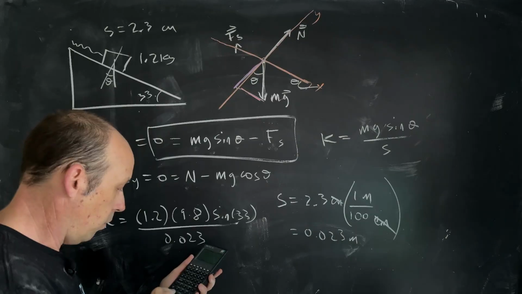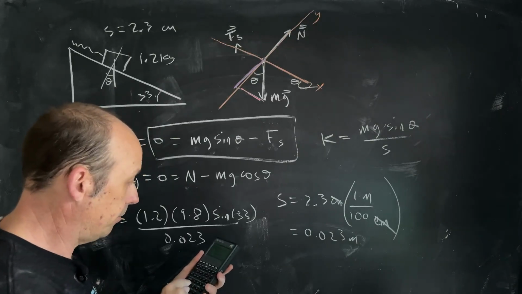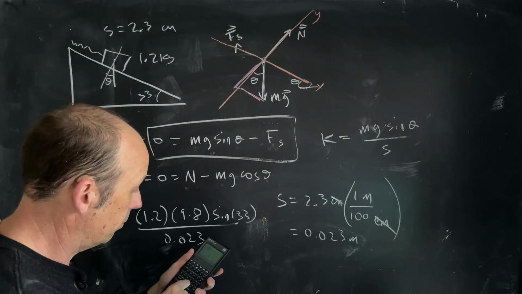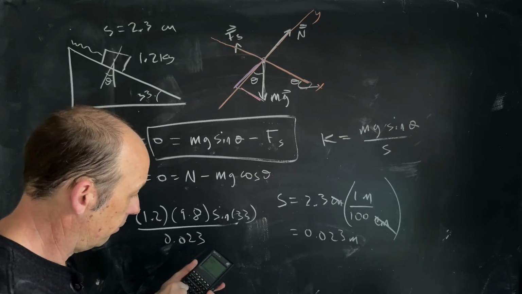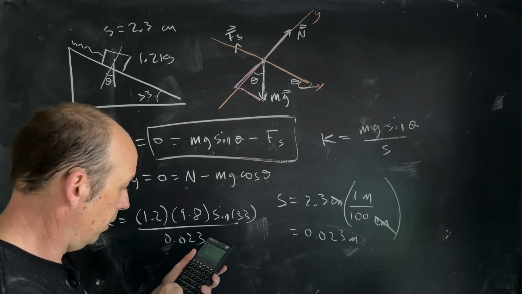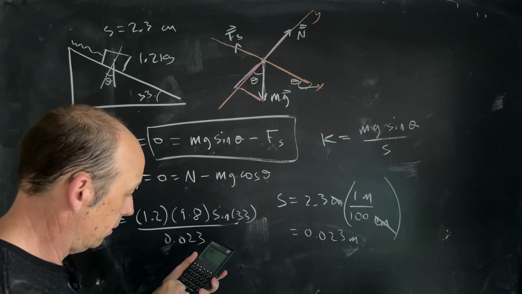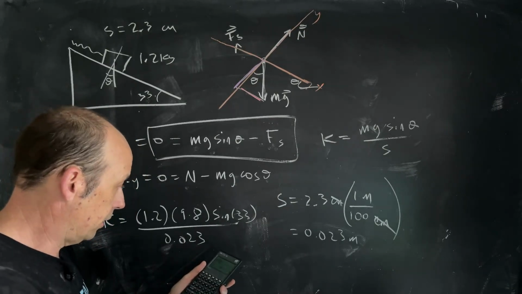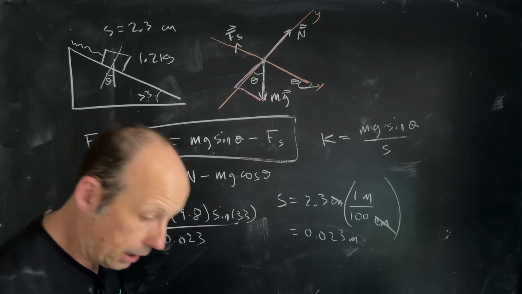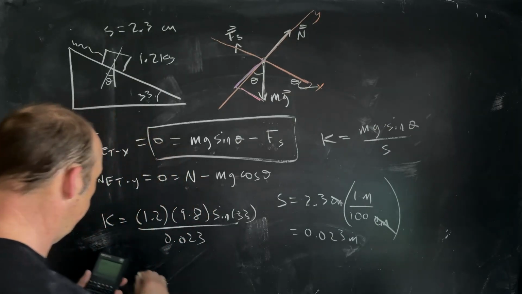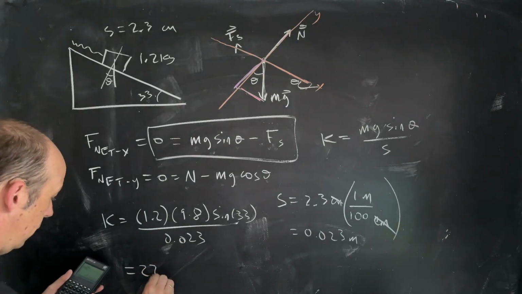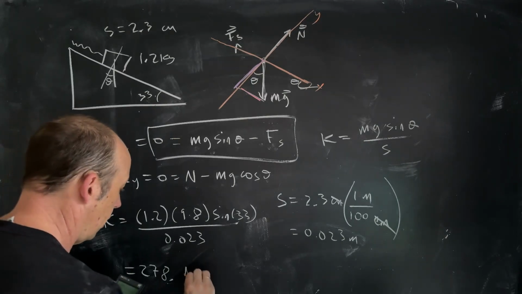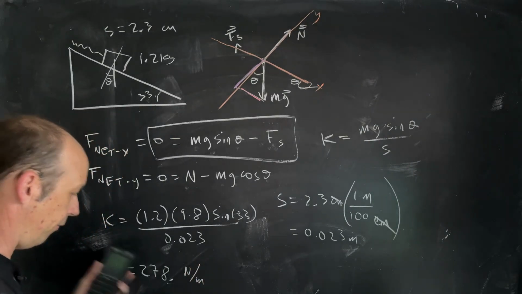So I'm going to do this, 1.2 times 9.8 times sine of 33. Make sure your calculator is in degrees mode. And I think mine is. I'm just going to assume it is. 33, sine. There it is. And then I'm going to multiply it, and then I'm going to divide by 0.023, and I get k equals 278. I'll just leave it like that because I said 3 significant digits. Newtons per meter. If you put 278.5, that's fine too.